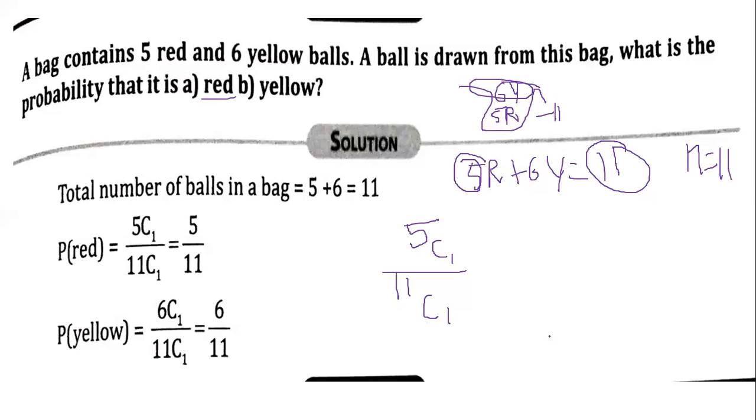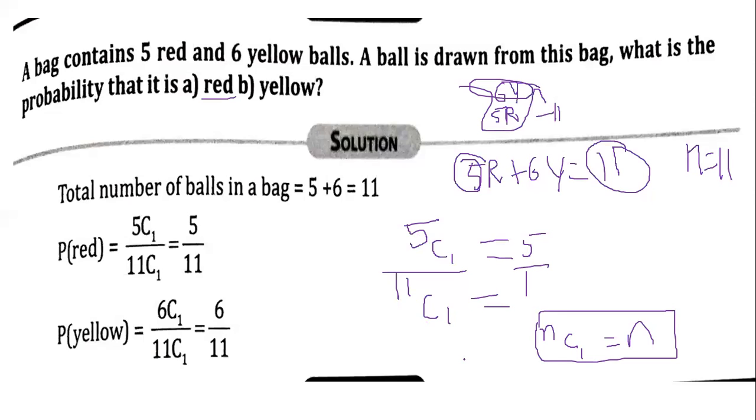Okay. Now, in combinations, whenever you have NC1, the answer is N. Remember this. Whenever you have NC1, that is nothing but N. Now here you have 5C1, which is nothing but 5, and 11C1, which is nothing but 11. So you can divide this and write it in the decimal format, or you can leave it here, saying the probability of getting the red ball from the bag is 5 by 11. Did you all understand?